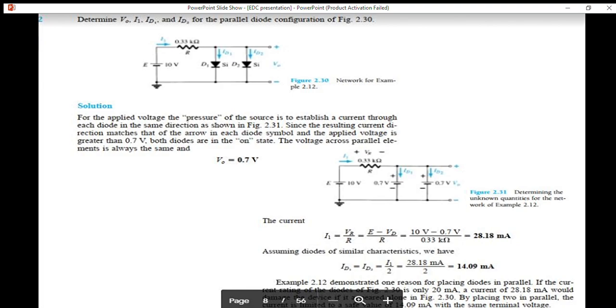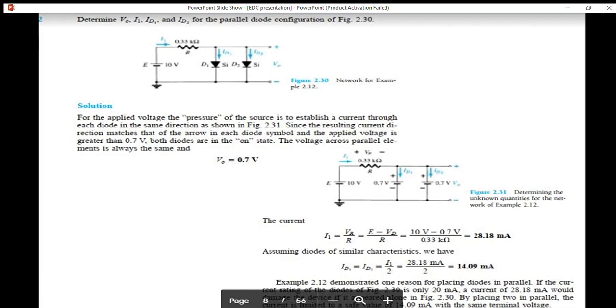For the applied voltage, the pressure of the source is to establish a current through each diode in the same direction, since the resulting current direction matches that of the arrow in each diode symbol. So as we know that in forward bias, the silicon diode in practical model drops 0.7 volt. So the voltage across D2 is V0 and which is equal to 0.7 volt.